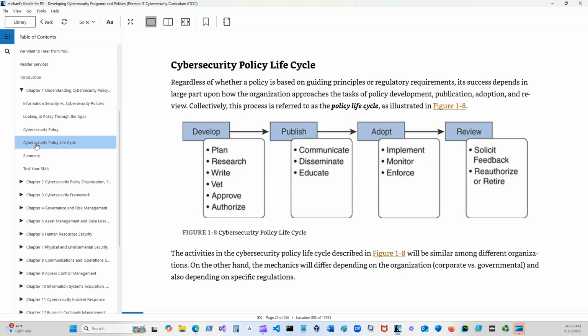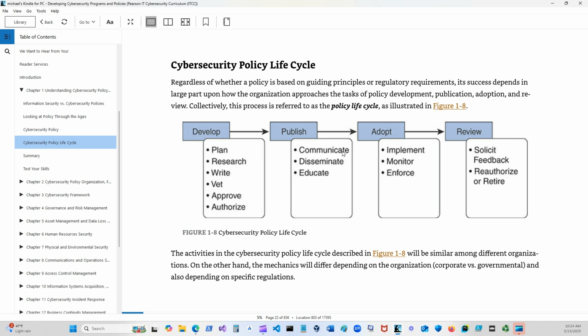This gives you a little life cycle where you plan. Research. See how research is in there? It's in there for a reason. You're not just going to take the NIST guidelines and go word for word and see if it matches what your company is. You're going to do your research. And we'll go over more of this in a second. You're going to write, you're going to vet, you're going to approve, and you're going to authorize. And then you're going to communicate when you publish it.